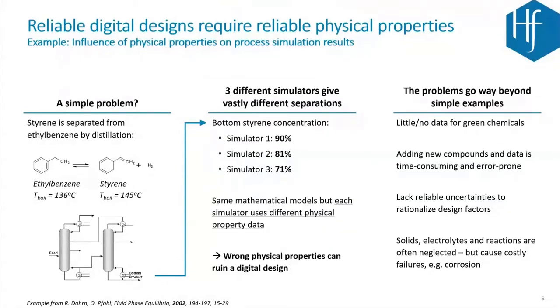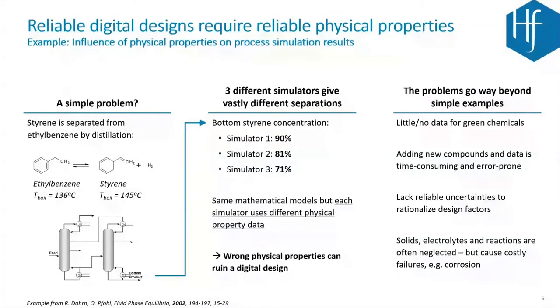The differences are caused by differences in the parameters or even in the implementation of the physical properties used. And the wrong physical properties can really ruin a digital design. This really causes pain points when we're looking at the green transition, because we have little or no data for green chemicals, and we're moving the processes into conditions that were not seen before. This really is a time-consuming process for the experts out there, having to revalidate against new data.